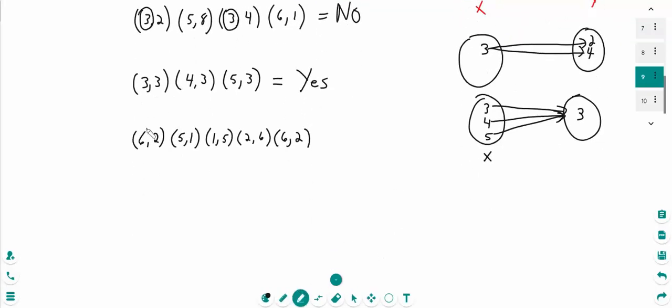All right, this next one. Look at this one: 6, 2, 5, 1, 1, 5, 2, 6, 6, 2. Go ahead and think about that one for a second. Is it a function?